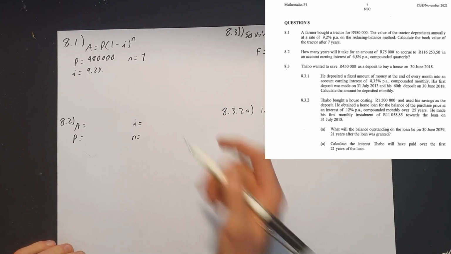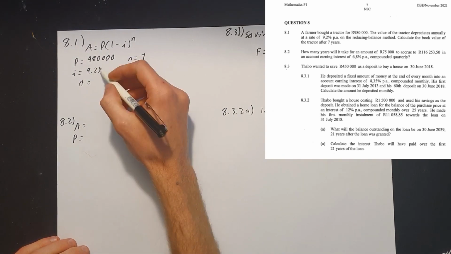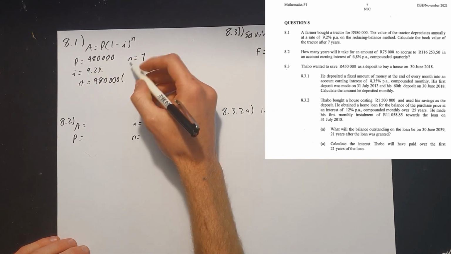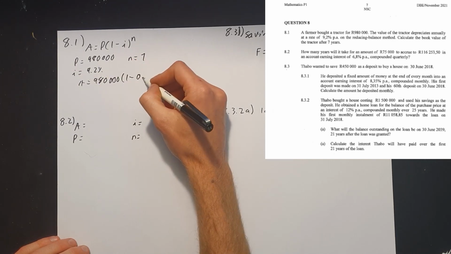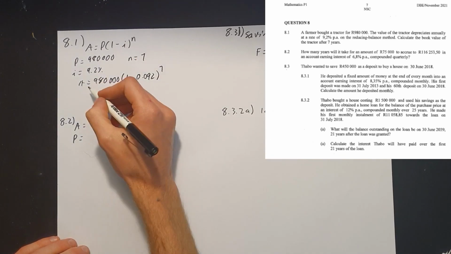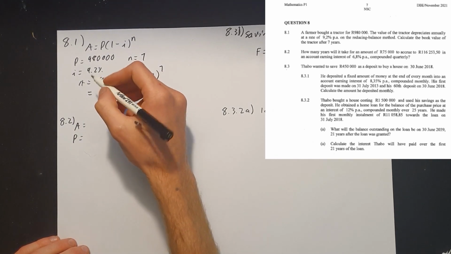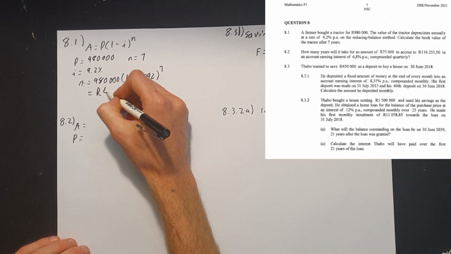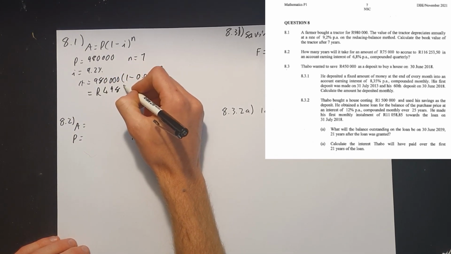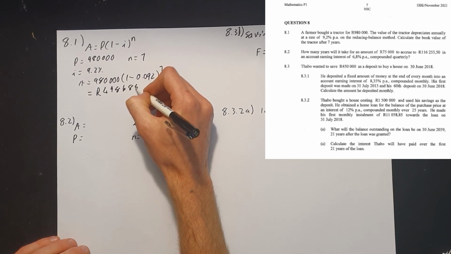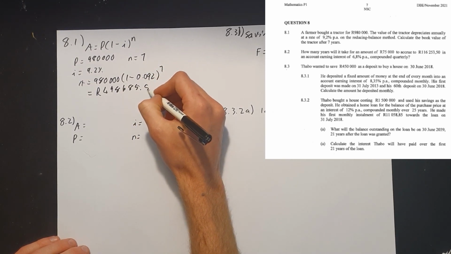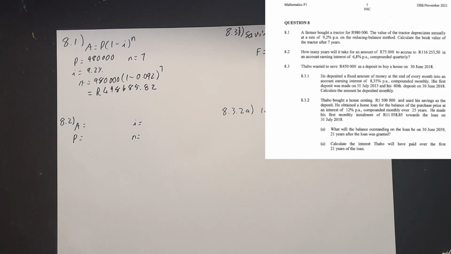Okay, so now we just plug everything into our formula. So A is going to equal 980,000 times 1 minus my interest. I have to divide that by 100, so that's 0.092. Again, that's all to the power of 7. If you plug that into your calculator, you're going to get a total of 498,685.82 Rand for the depreciation.